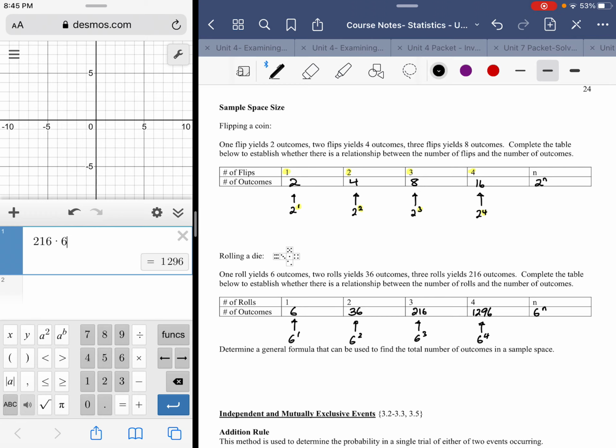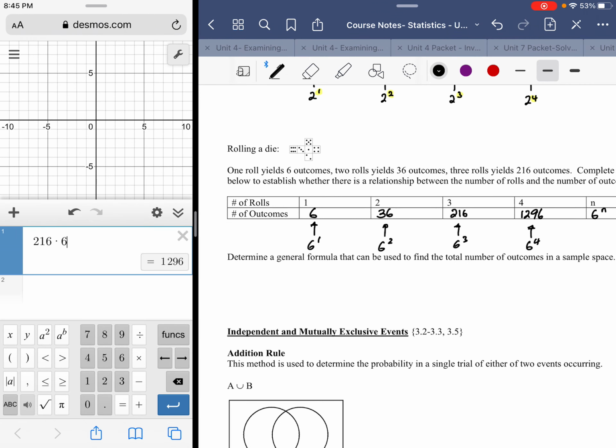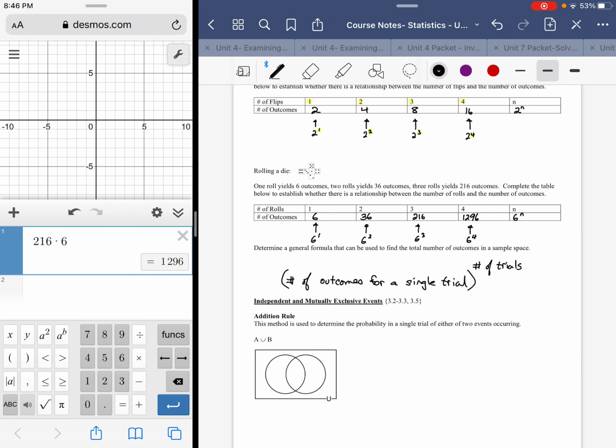All right, so the base of the exponential seems to be whatever the number of outcomes are for a single trial. I stumbled over that word there for a second. So number of outcomes for a single trial, and then we take that and we raise it to the number of trials. I was going to just write n, but I might as well just write it out. Number of trials.